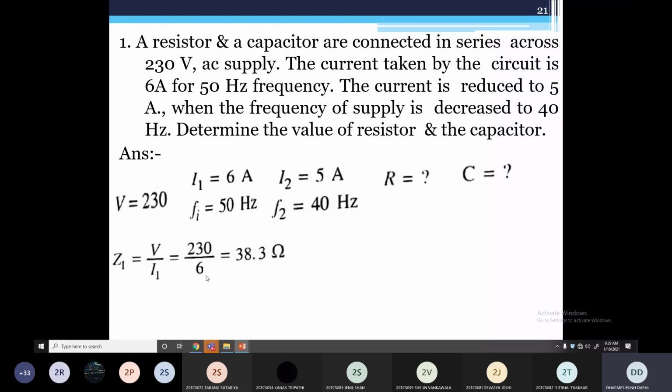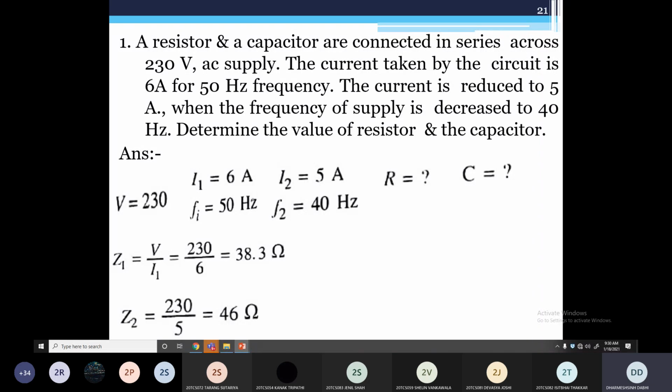So that is 230 divided by 6. I got 38.3 ohm. Then find out Z2, because I have another current, 5 ampere, when the frequency is decreased to 40 Hz. So 230 divided by 5. So I get Z2 as 46 ohm. All of you write down this Z1 and Z2.